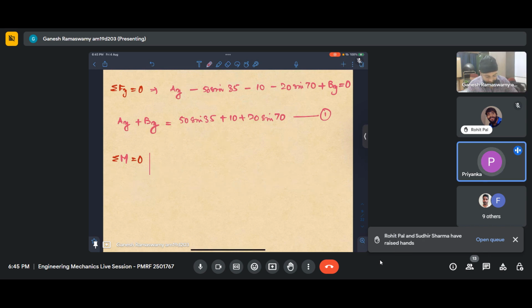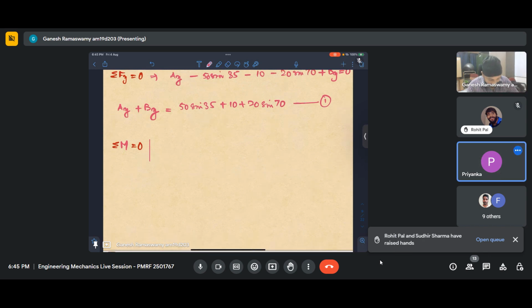Sigma mz. Yes, exactly. About which point is the question? Yeah, Miss Priyanka got it right. So it is essentially that you can take any point in space. The selection of a point is observer dependent, and physics is not dependent on the observer. So essentially it should add up any point we take.